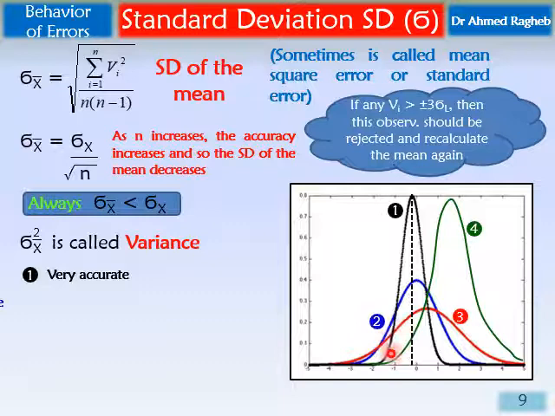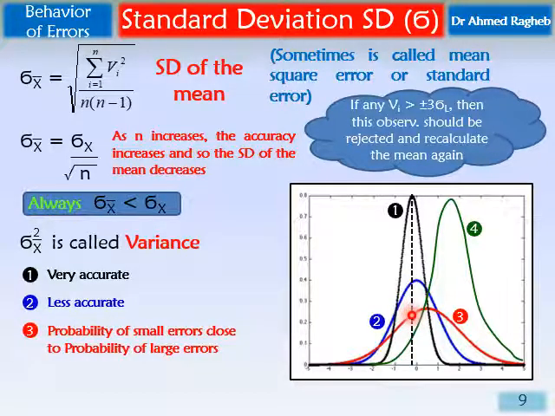However, in the second graph, the blue one, it's less accurate because the probability of small errors decreased and the probability of large errors increased a bit compared to the black one. Regarding the red one, it's less accurate, because now the probability of small errors is almost equal to the probability of large errors.